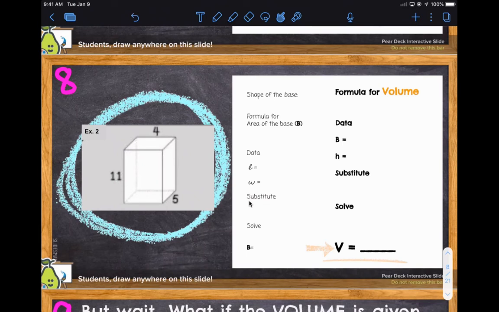And it says, again, we need to find the formula for the volume, which is big B times H, right? Area of the base.